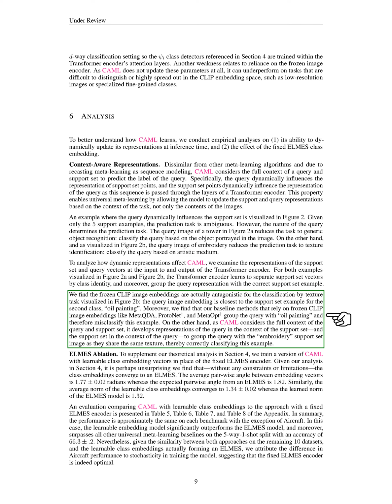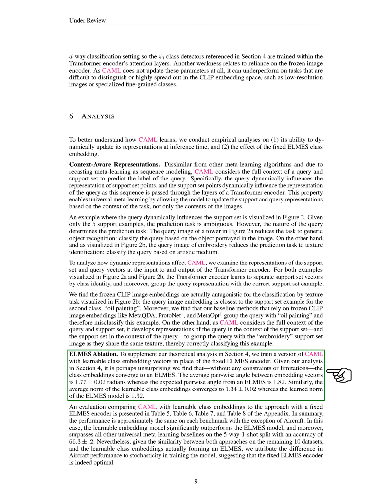We found that the frozen CLIP image embeddings are actually counterproductive for the classification by texture task. The query image embedding is closest to the support set example for the second class, oil painting. However, CAML, considering the full context of the query and support set, develops representations of the query in the context of the support set, and vice versa, to group the query with the embroidery support set image as they share the same texture, thereby correctly classifying this example.